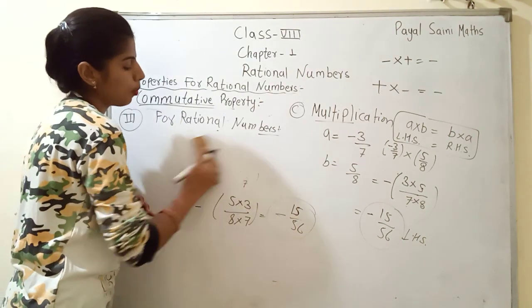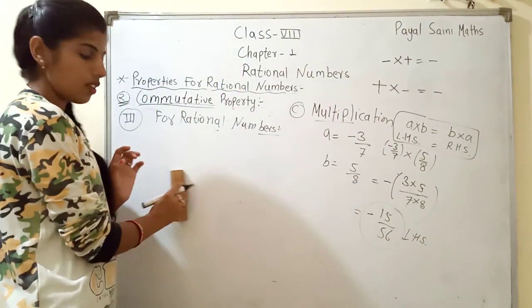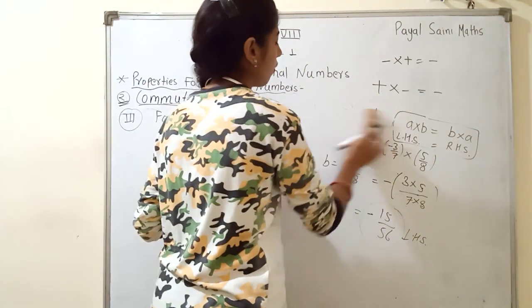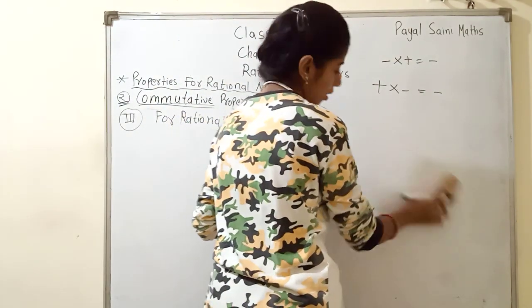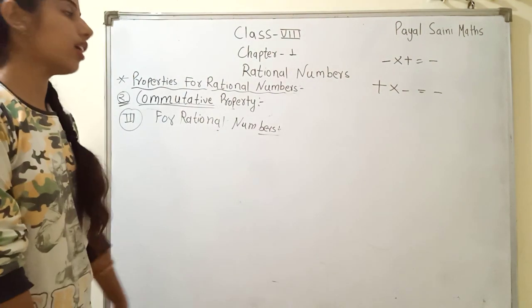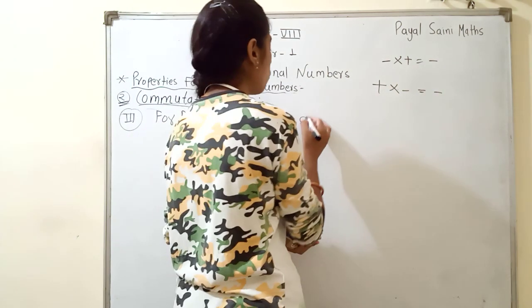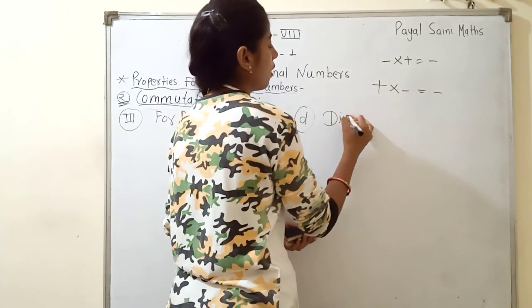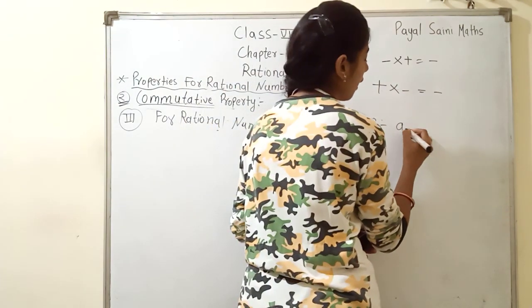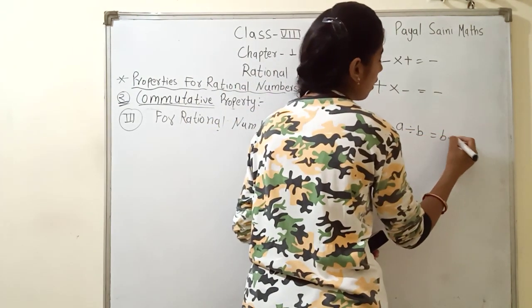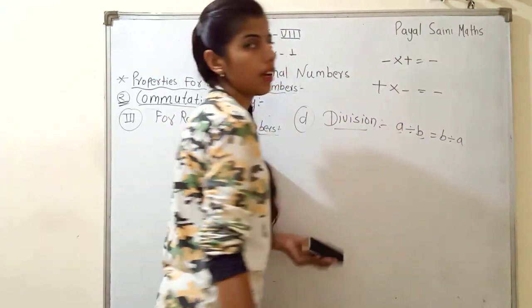Now our last point for the commutative property for rational numbers. Which point is it? Division. In division, when we checked in whole numbers and integers, it's not verified. Now we check in rational numbers whether it's verified or not verified. Now D point, division. For division, how do we write? A divided by B equal to B divided by A. Only the places of A and B are changed.